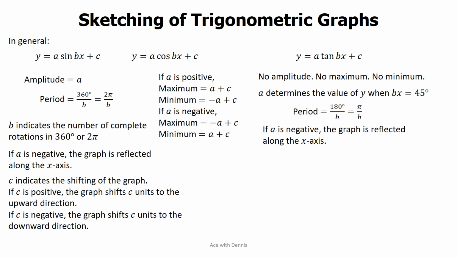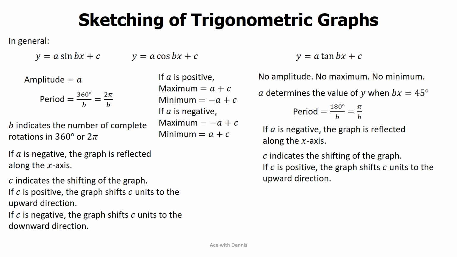Okay, what happens if a is negative? If a is negative, the graph is reflected along the x-axis. c also indicates the shifting of the graph. If c is positive, that means the graph shifts c units upward. If c is negative, the graph shifts c units downward. Okay, so please understand the meaning of the constants a, b, and c for these three different trigonometric functions: the sine function, the cosine function, and the tangent function.